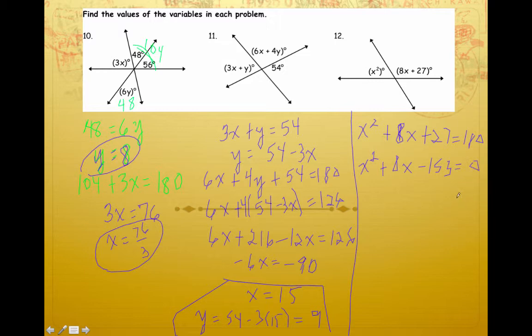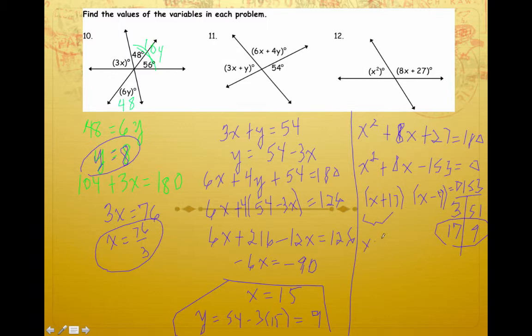Factors of 153. We have, and we need it, it's negative, so we need them to have a difference of 8. We have 3 and 51. We have 17 and 9. Oh, and there we are. So we need a positive 17 and a negative 9 to make 8. So x plus 17, x minus 9 equals 0.